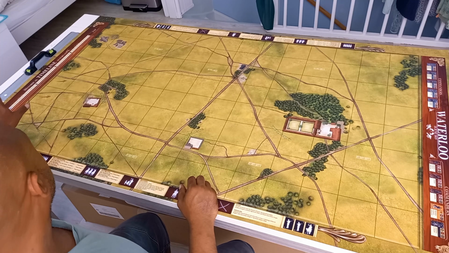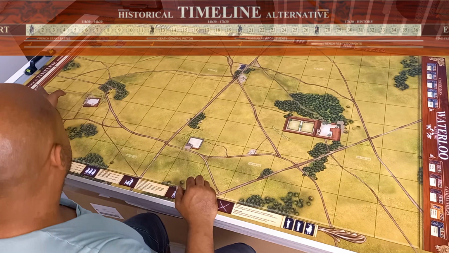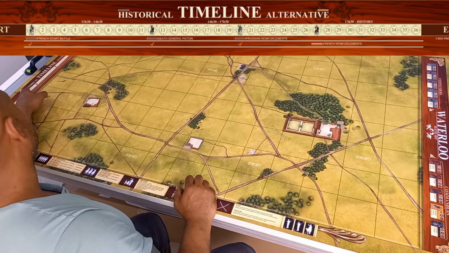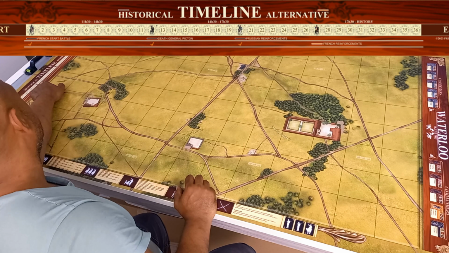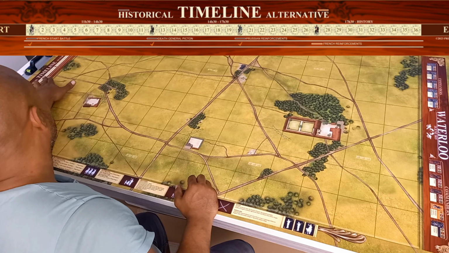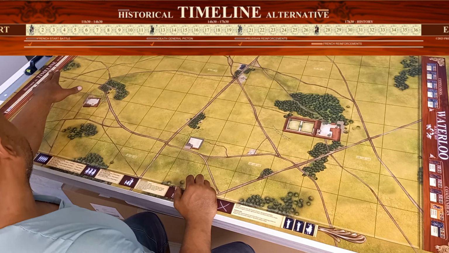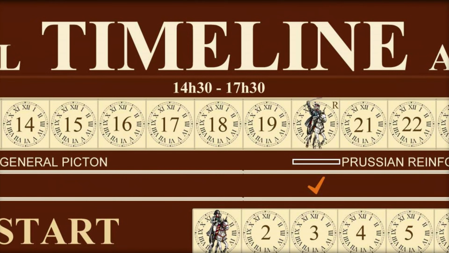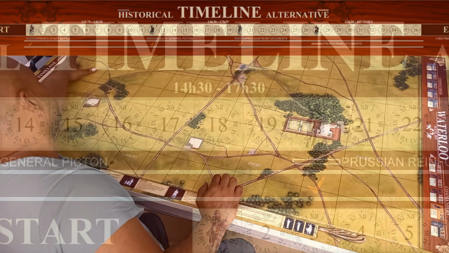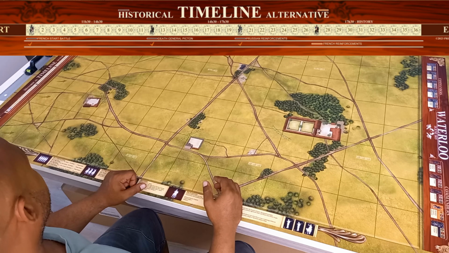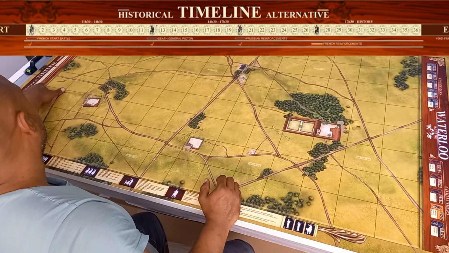Also important to know that on the timeline you have the historical timeline and you have the alternative timeline. Now the historical timeline is marked with a dark brown rectangle, so symbols that you can recognize the events that took place on that day. And the alternative timeline is marked in the orange icon. So we added this in an exciting turn of events. For example, we know here that Marshal Grouchy arrived at turn 27 to support Napoleon on his right flank. So all these events here are marked on the timeline.